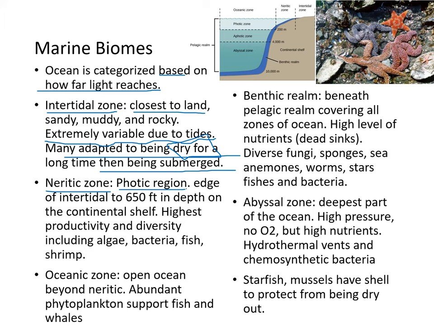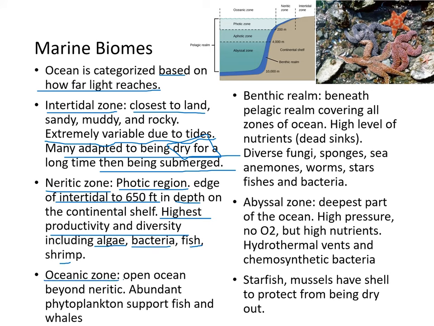There's the neritic zone, which is the photic region. This is at the edge of the intertidal zone to about 650 feet in depth on the continental shelf. This is the highest productivity and diversity area. This includes algae, bacteria, fish, shrimp, and krill.